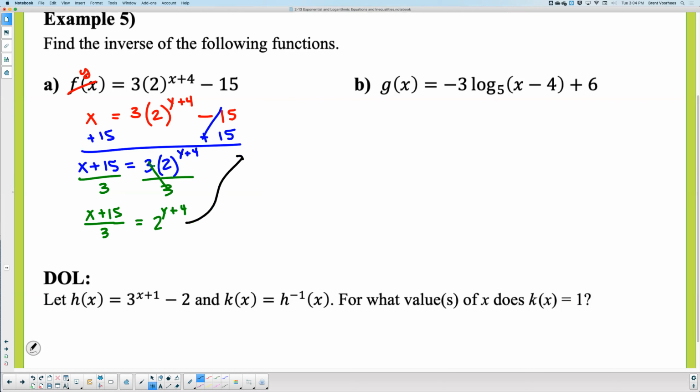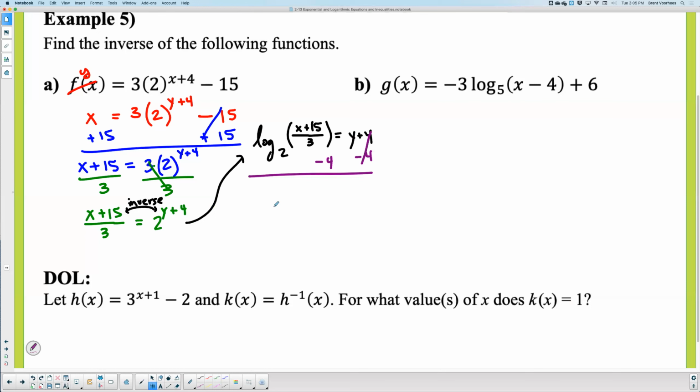Let me come up, so I have more space. I'll write right here. I'm going to change it to log with a base of 2, and I'm now going to apply the inverse here. Since I'm changing it to a log, which is the inverse, I need to switch these places around. So it's log base 2 of x plus 15 all divided by 3 equals y plus 4. And then mathematically, you only have one step left to get y isolated. We need to subtract 4 from both sides. To isolate this y, I subtract 4.